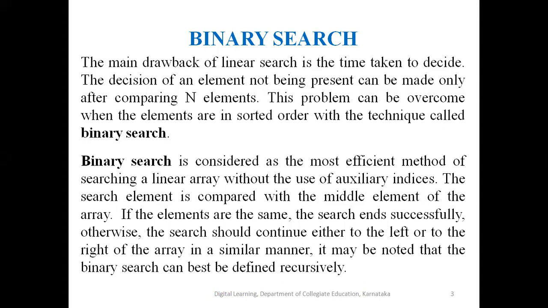Binary search is considered the most efficient method of searching a linear array without the use of auxiliary indices. The search element is compared with the middle element of the array. If they are the same, the search ends successfully. Otherwise, the search continues either to the left or to the right of the array in a similar manner.